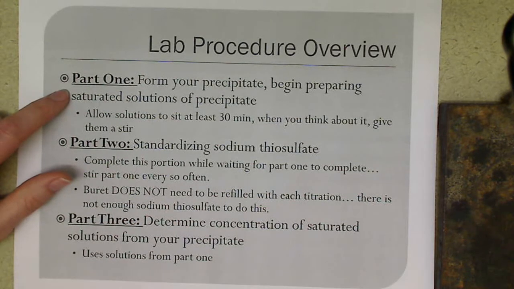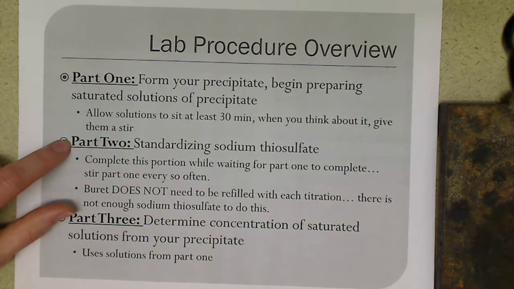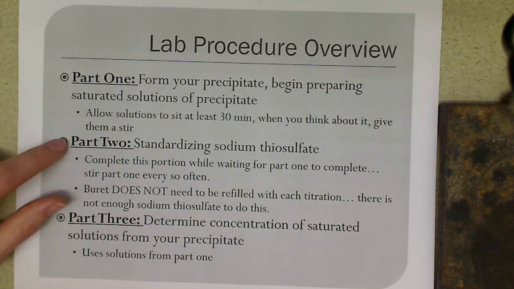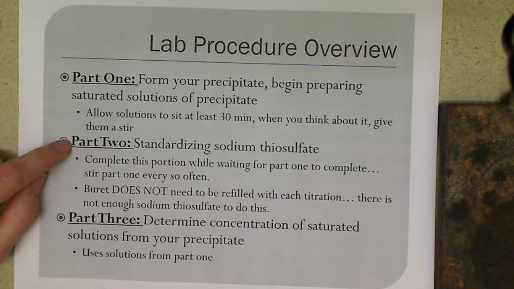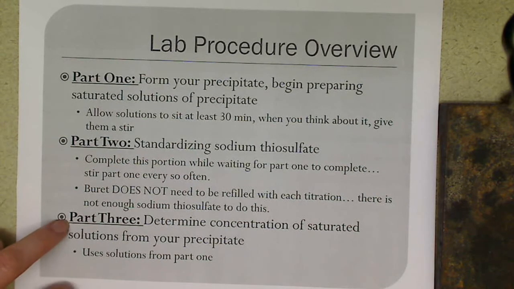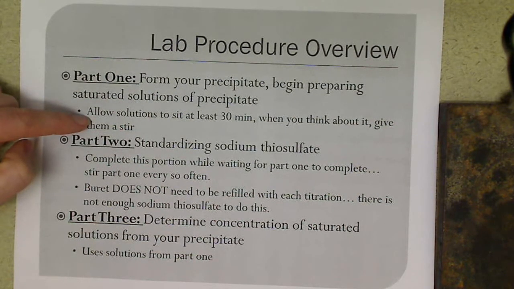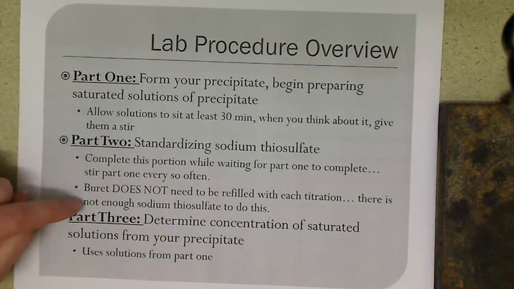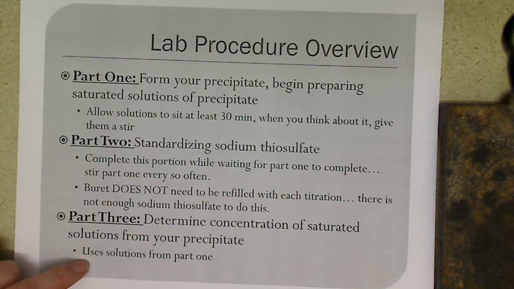So that's why we're starting with this, so it can sit while you are doing part 2, which is standardizing sodium thiosulfate. Okay, so that's what's going in your burette. You're going to determine the concentration of the sodium thiosulfate so that you can use that in the third part to determine the concentration of your solutions from part 1. Okay, so part 1, you're just prepping your solutions. Part 2 is you're determining the concentration of what's in your burette, the sodium thiosulfate. Then part 3, you're going to be titrating the solutions from part 1 to determine their concentrations.